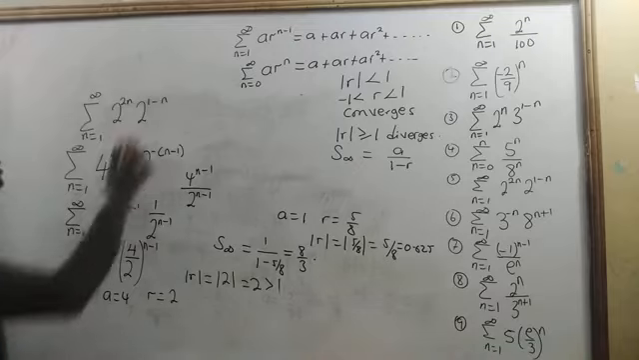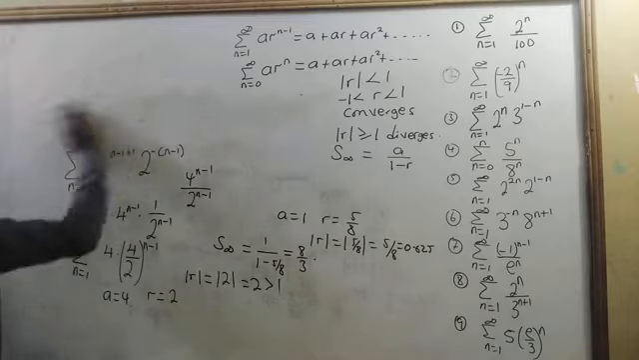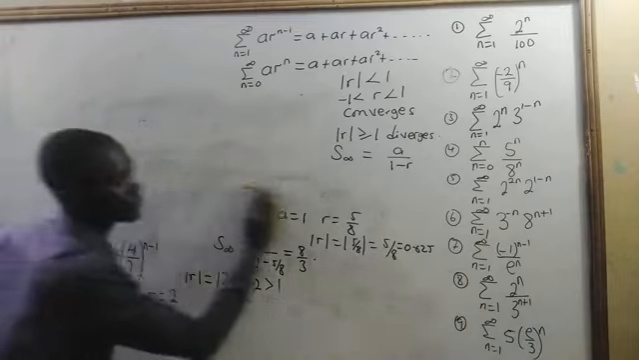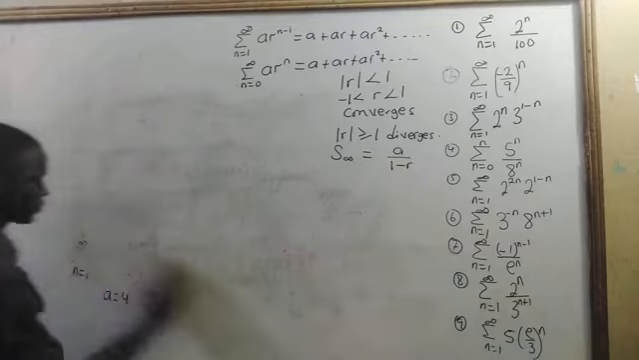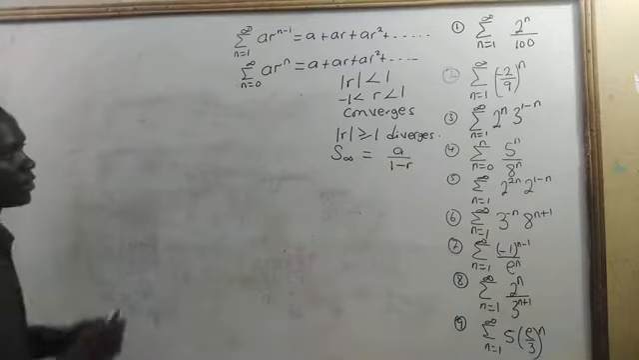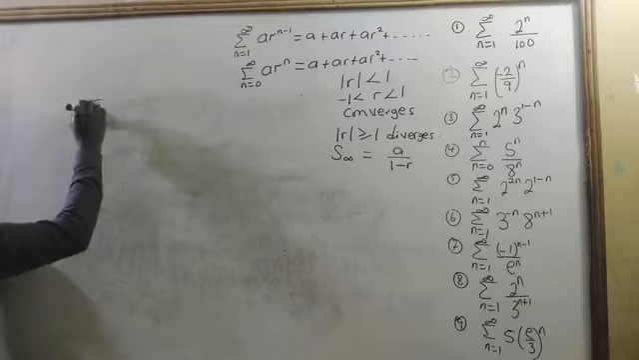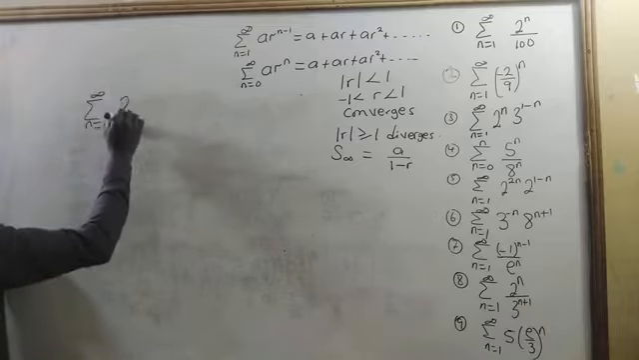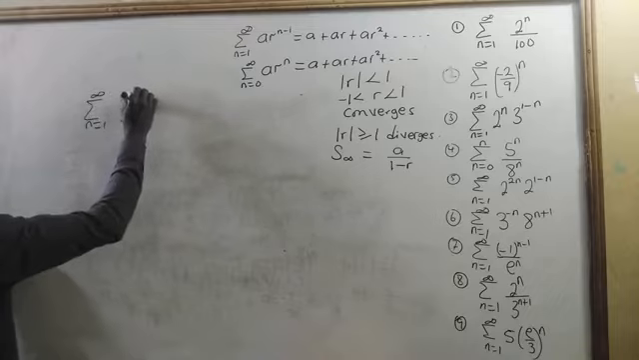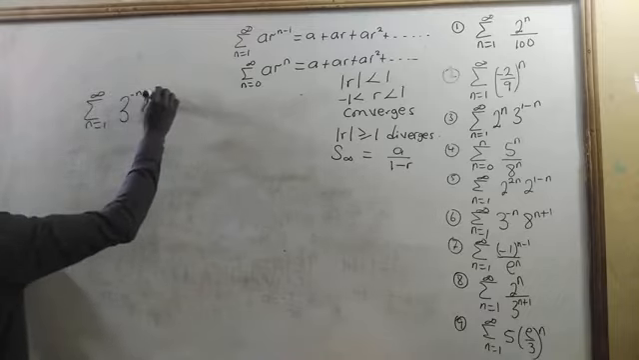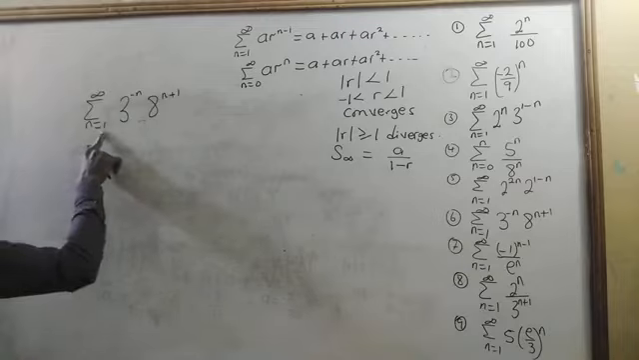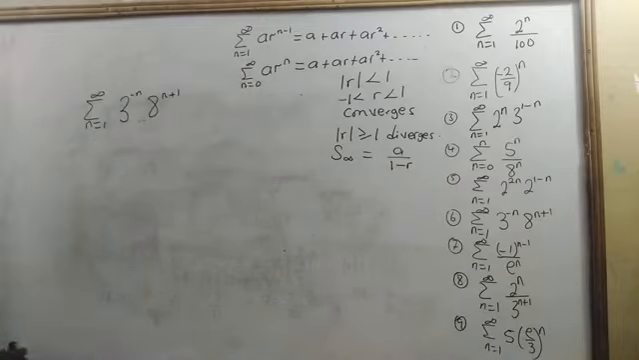Now let's check the 6th example. Wow, the 6th one. Okay, let's see. Now the 6th one, we have a summation from n equal to 1 up to infinity, 3 exponent negative n times 8 exponent n plus 1. Wow. So how do we do it? We have n equal to 1, so we put it in this form.